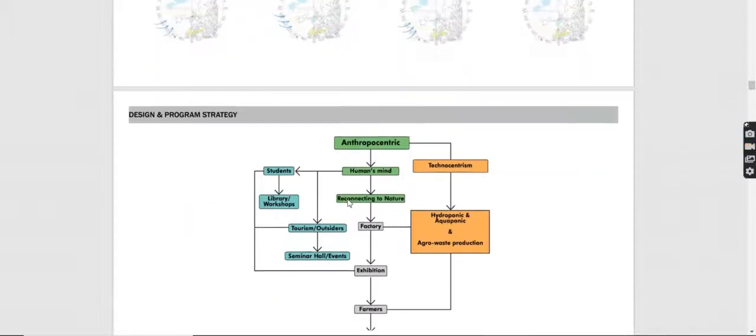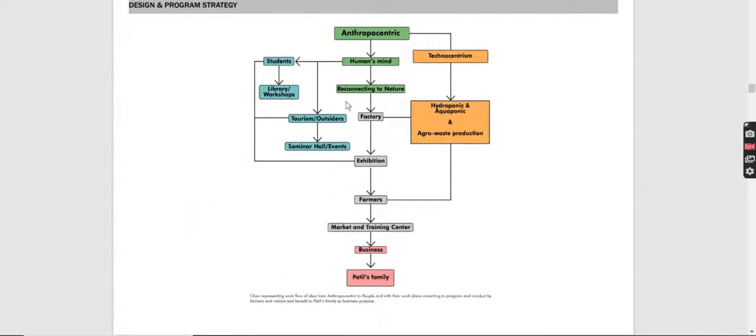The red dot. This is the design program strategy of how to conserve this environment, this farmland, in my project after studying the institute data. First I came up with the word anthropocentric, with human mind, where the students and that help in reconnecting to nature: the library, workshop, tourism from outsiders, seminar hall. But since the land is private property, what happened to the party family if I use their land? And so how should we benefit them? So it benefits through the business.